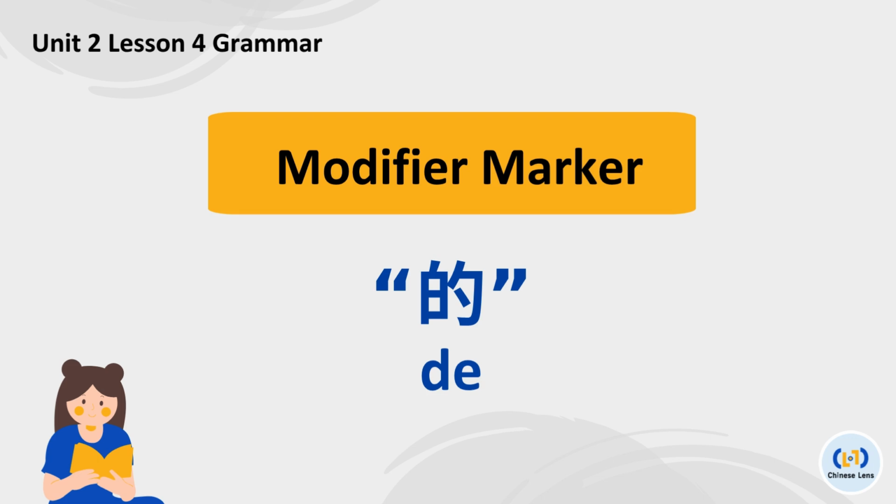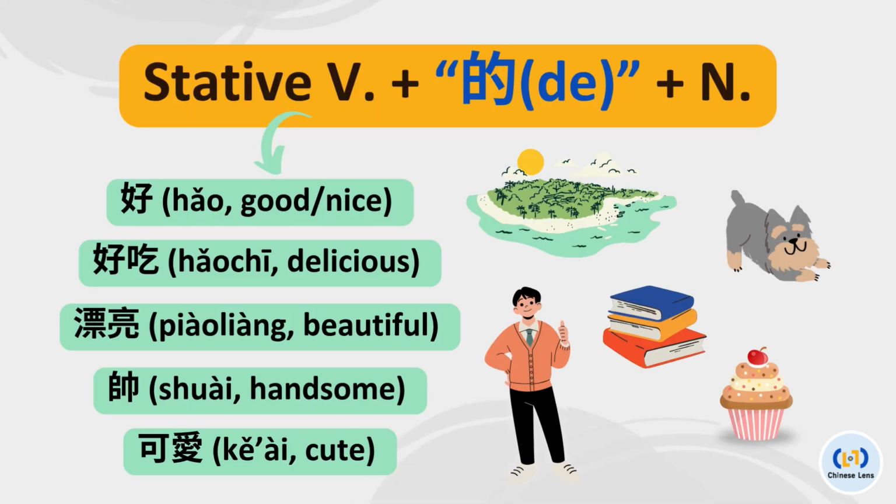Unit 2, Lesson 4, Grammar, Modifier Marker. 的. The modifier marker 的 is used to connect a stative verb and a noun to describe the feature of places, objects, people, or animals.